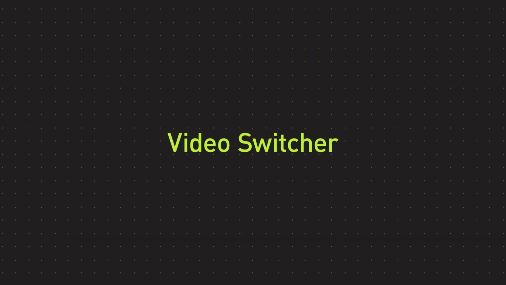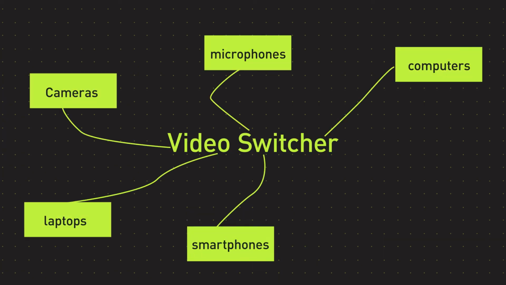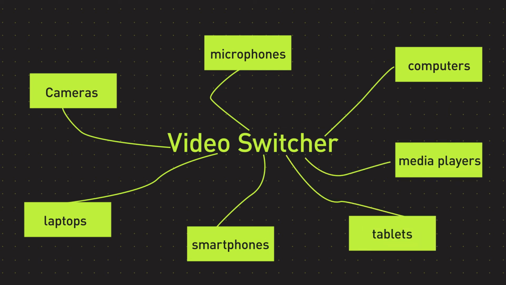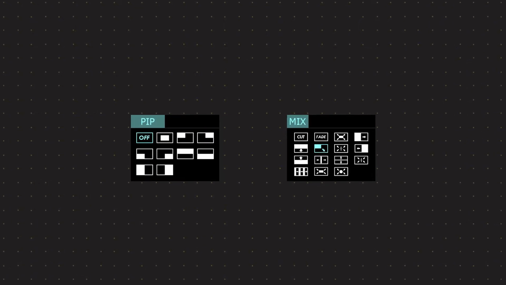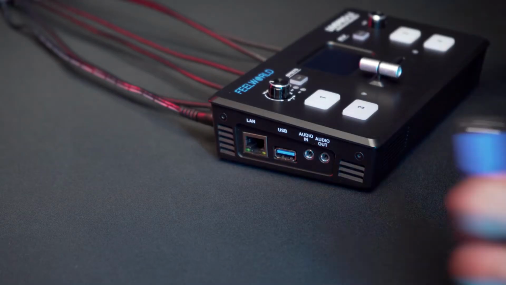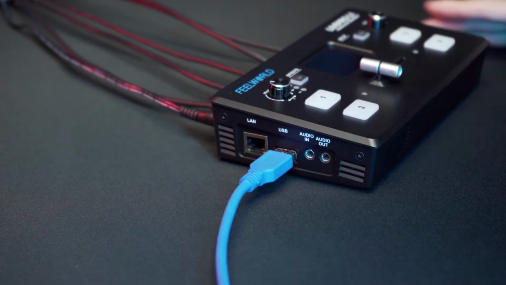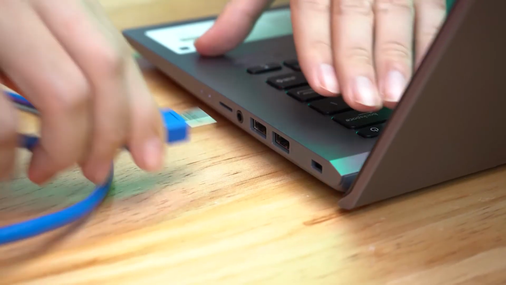A practical solution is to use a switcher. With a video switcher, you can plug in multiple cameras, microphones, computers, laptops, smartphones, and so on. They also come with great features like picture-in-picture, split screen, smooth transitions, and many other professional effects that will bring your presentation to life. FEELWORLD Livepro L1 V1 comes with a USB 3.0 output and a really simplified streaming.